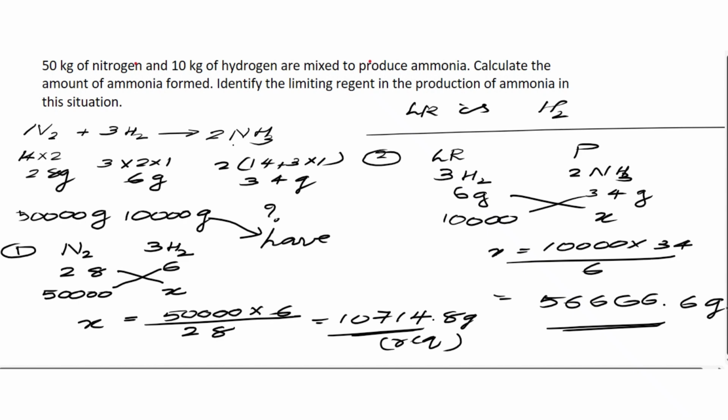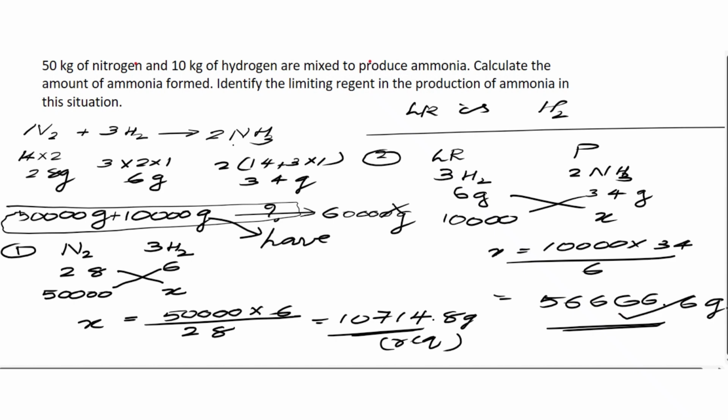But when you look into the question, we may think like this. In our hand, 50,000 grams of nitrogen and 10,000 grams of hydrogen are there. So normally a common person can add these two numbers and write 60,000 as the amount of ammonia. But actually 60,000 is a wrong answer, because the amount of product depends on the amount of limiting reagent only. As per the limiting reagent, which we found to be hydrogen, the answer is 56,666.6 grams. I hope you understood.